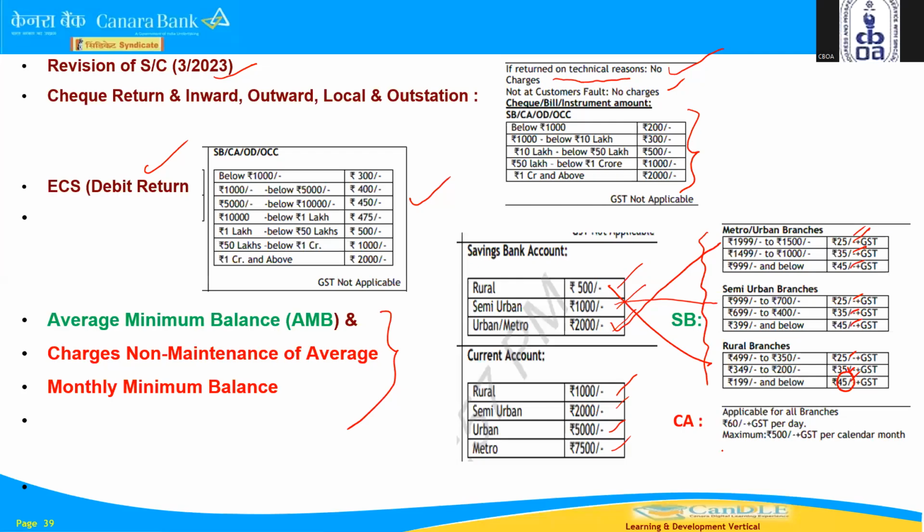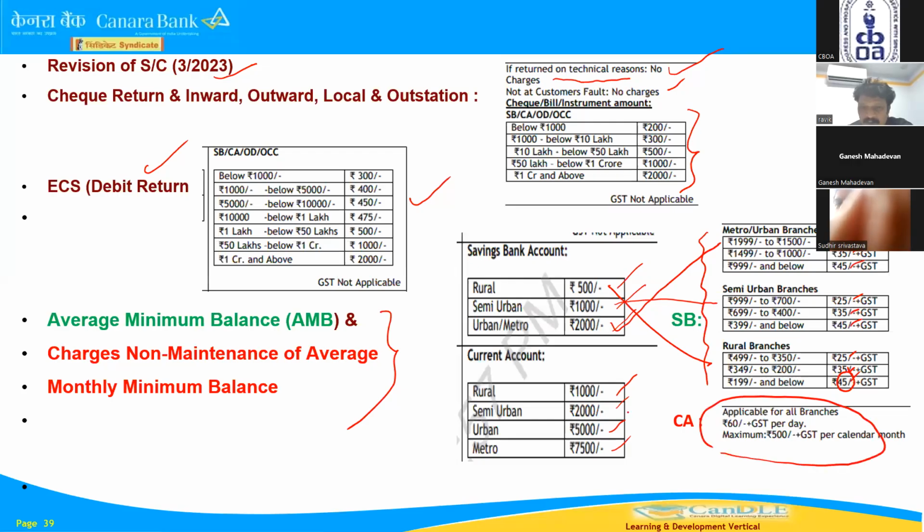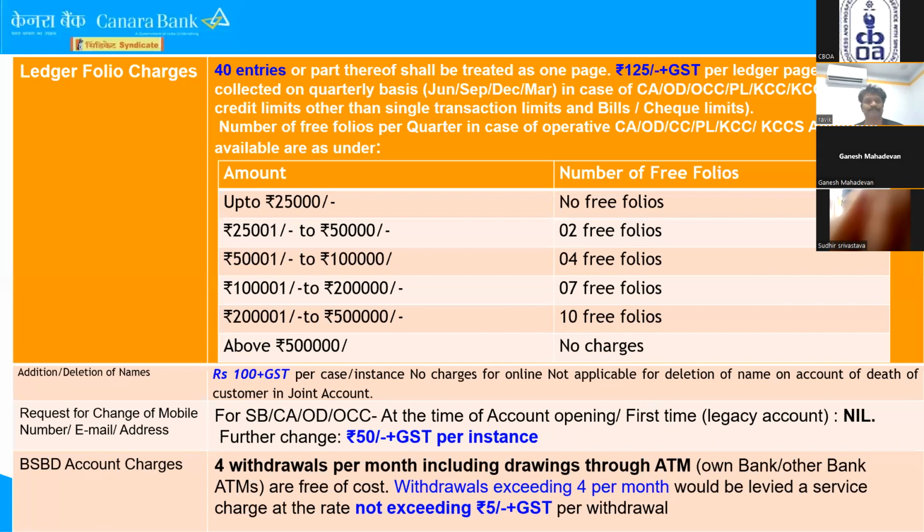Per day, maximum 500 plus GST. Current account, any area, same charges. 60 rupees plus GST. If this question they have asked, very easy. If this is asked, just remember 25, 35, 45 and try to put some amount. Otherwise, you have to remember the answers.